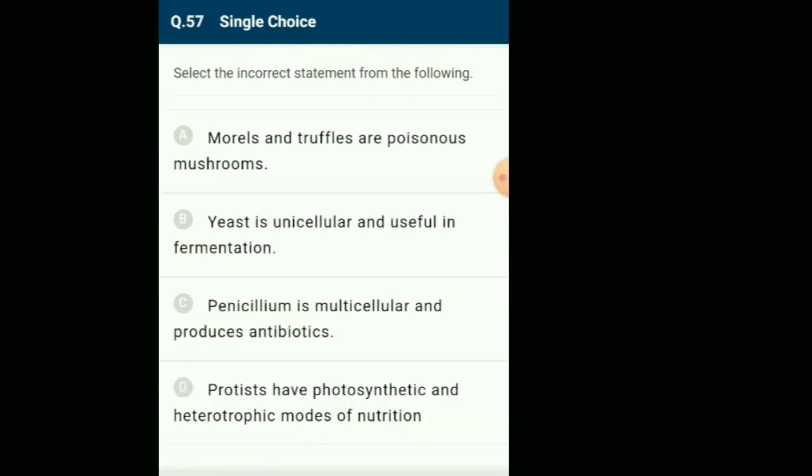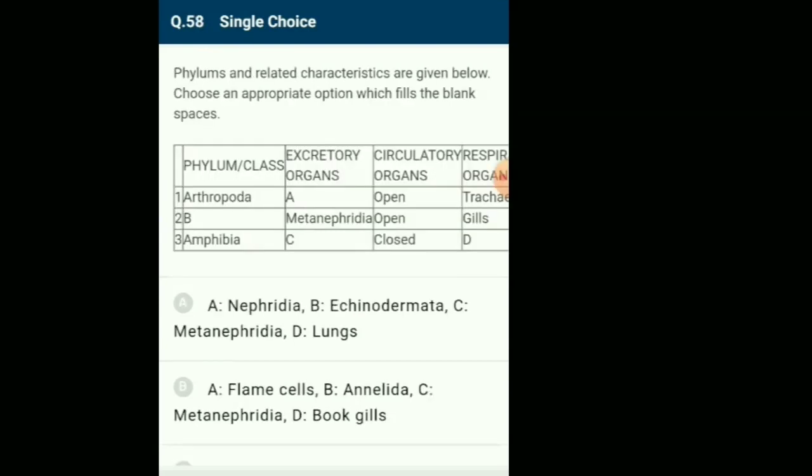Question number 57. Select the incorrect statement from the following. Morels and truffles are ascomycetes fungi with edible ascocarp, which is generally subterranean. Yeast is a unicellular fungus which is commonly used in fermentation to produce alcoholic beverages. Penicillium is a multicellular ascomycete fungus from which the first antibiotic, penicillin, was isolated. Protista includes all unicellular eukaryotic organisms. So the answer for this question is option A. Morels and truffles are poisonous mushrooms. That is the incorrect statement.